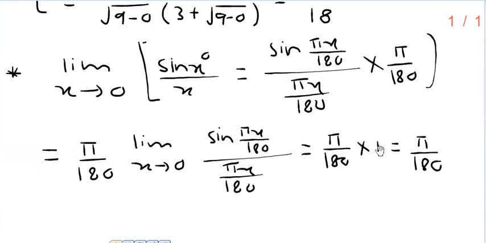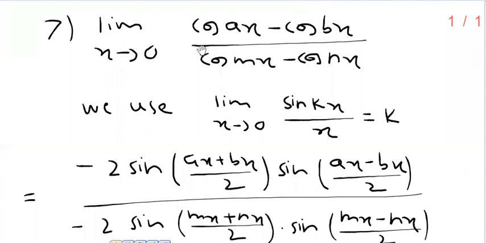So pi by 180. I've seen many students writing this as 1. Why? Because they say pi is 180. How can pi be 180? See, 1 rupee means 100 paise. So will you say 1 is 100? No. Pi is, we take it as 22 by 7 or 3.14, right? So pi by 180 is the answer. If you want to convert this, you can say that let pi be 3.14. So 3.14 by 180, but not 1.